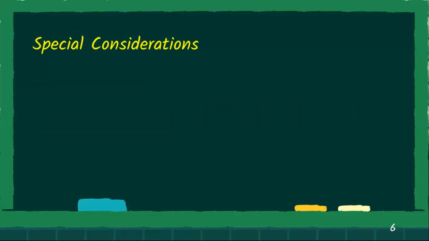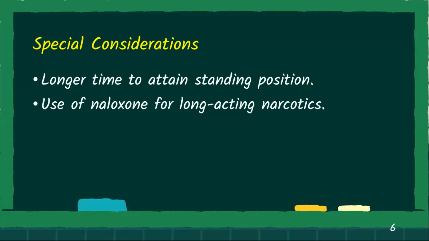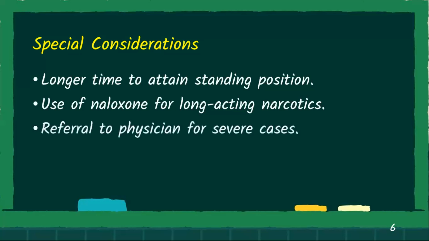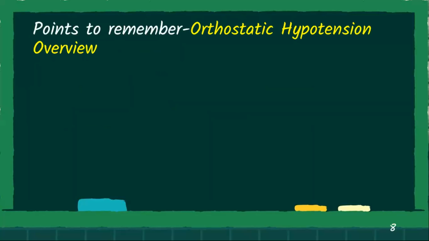You must consider some additional considerations. Patients with risk factors should be allowed more time to stand gradually. In cases where long-acting narcotic analgesics were used, naloxone may be required. Severe cases should be referred to a physician for possible medication adjustments. These steps of management of orthostatic hypotension are provided in your textbook.